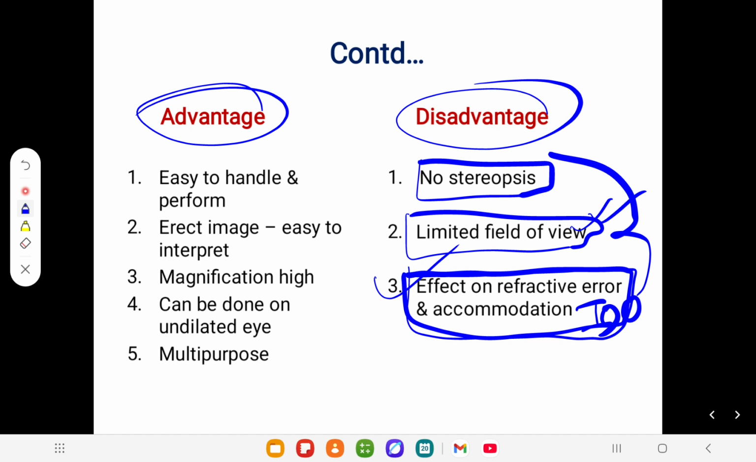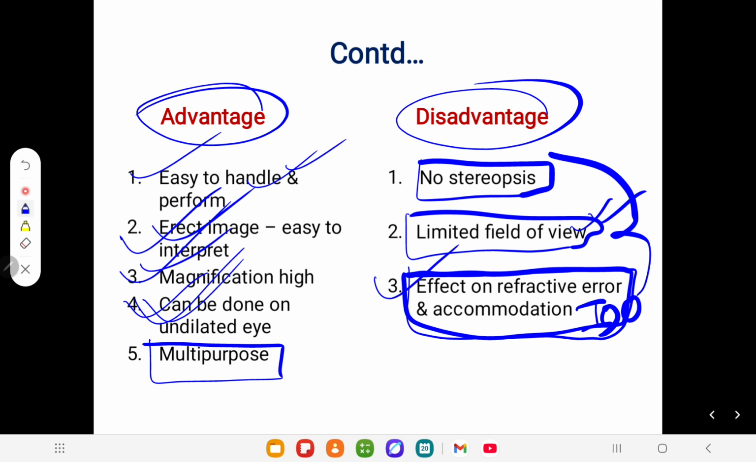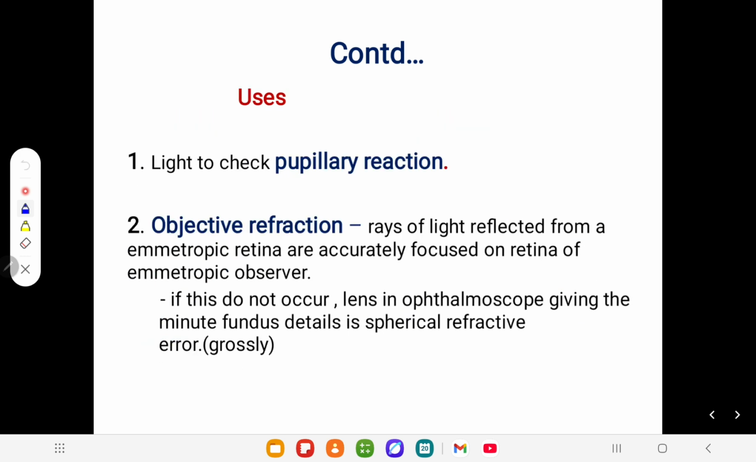Now what are the advantages? Easy to handle. My goodness, it's so easy. Erect image, easy to interpret. In case of indirect ophthalmoscope, you have to rotate the file of your patients. Magnification is high, definitely. Can be done on undilated pupils, which is the most important. And it is multi-purpose, we can use it for other purposes. Let's discuss that. For example, pupillary reaction. You can use it to check the pupillary reaction.